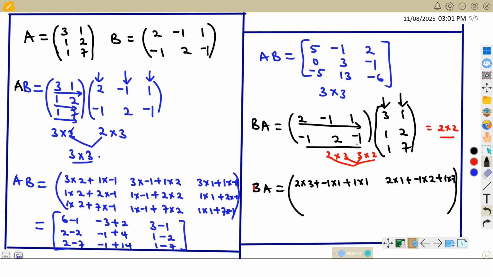Lastly, we take this row into this column first: negative 1 times 3, 2 times 1, negative 1 times 1. Next this into this column: negative 1 times 1, 2 times 2, then negative 1 times 7.